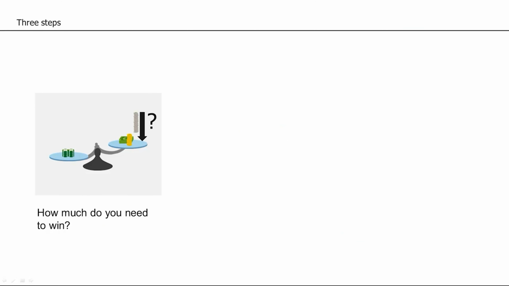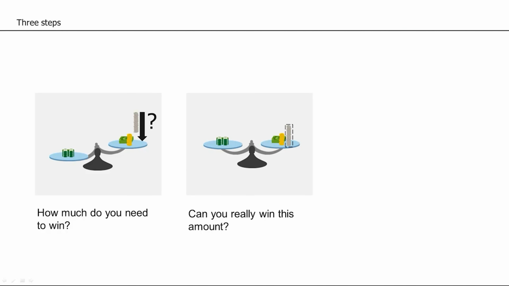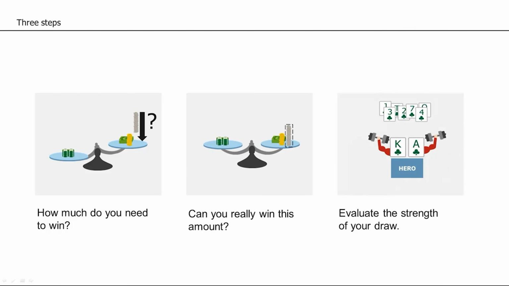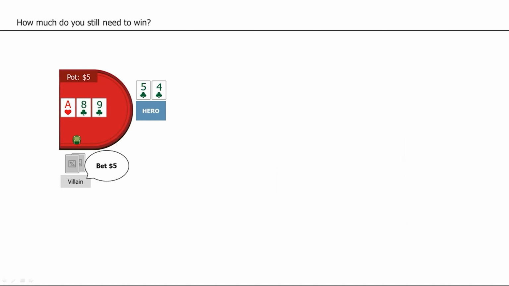To find out whether you can call profitably due to implied odds, you first need to calculate how much you would need to win to make the call profitable in hindsight. Then you need to estimate whether or not you can really win this amount. And lastly, you need to evaluate the strength of your draw. Will you really have the best hand and therefore win the pot if your draw hits? Step 1. How much do you still need to win?